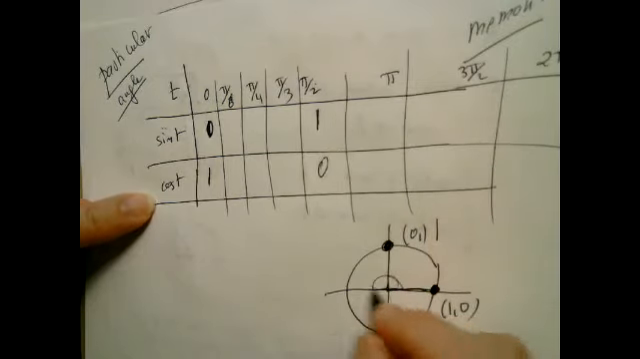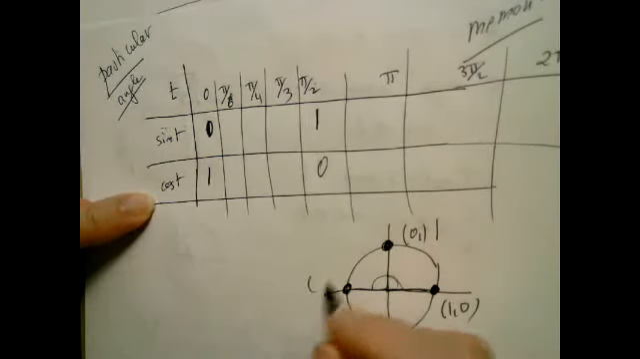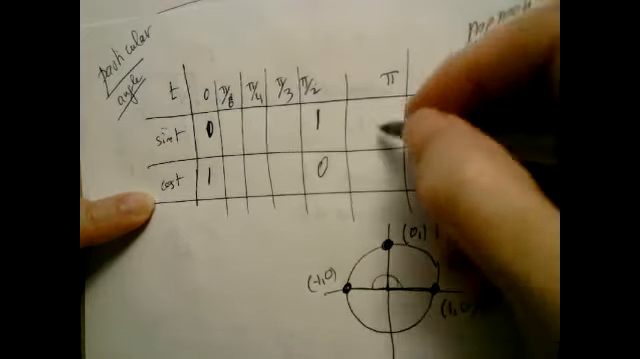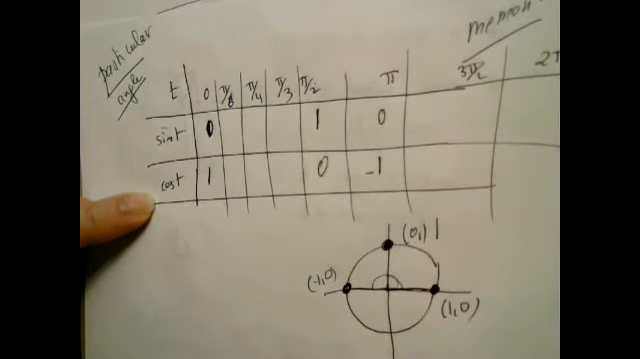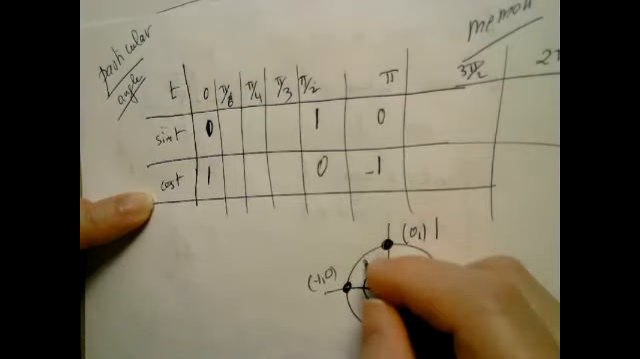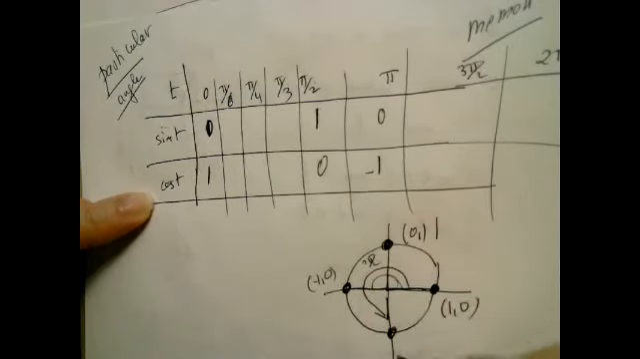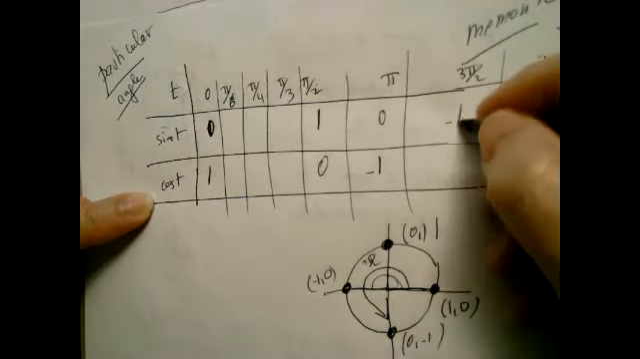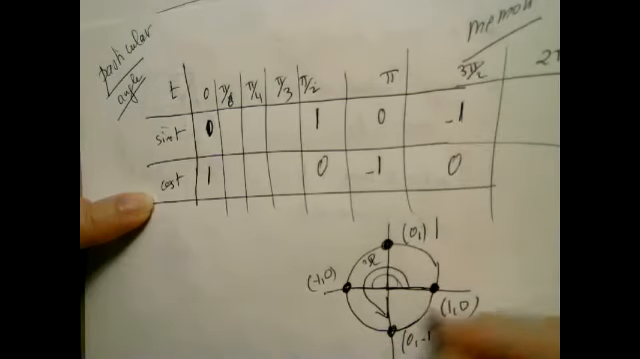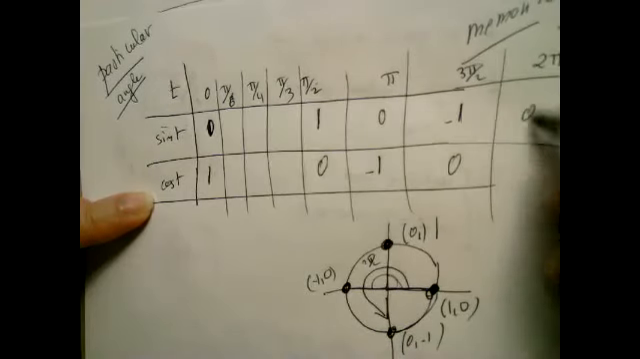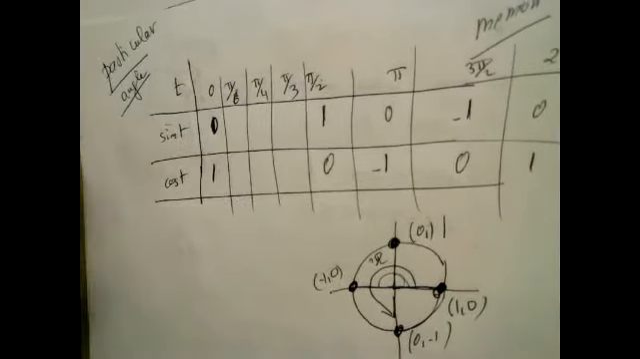Pi. Pi, it means I'm right there. So that's (-1, 0). So the y-coordinate is 0. The x-coordinate is -1. 3 pi over 2, it means that's 3 pi over 2. And this is (0, -1), giving me -1 for the sine and 0 for the cosine. And 2 pi, we're back to the same point. So the sine is 0 and the cosine is 1. Okay, so if you ever forget those, we can go back to the picture.